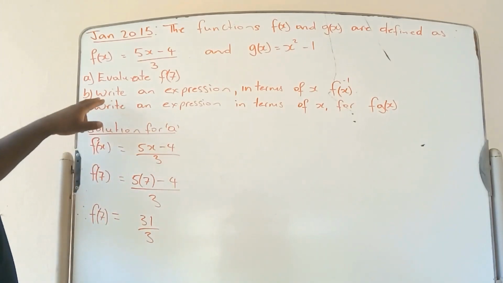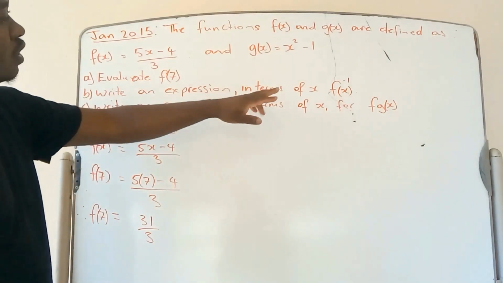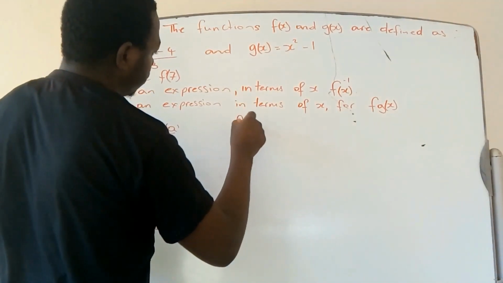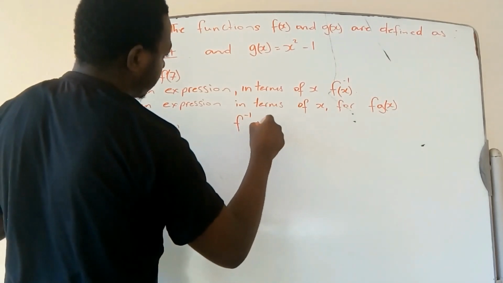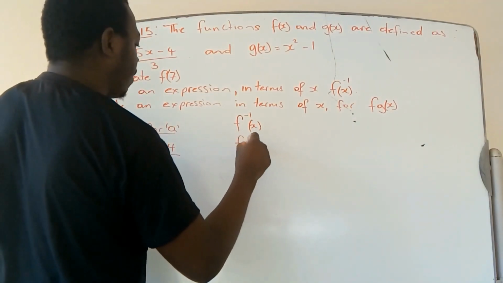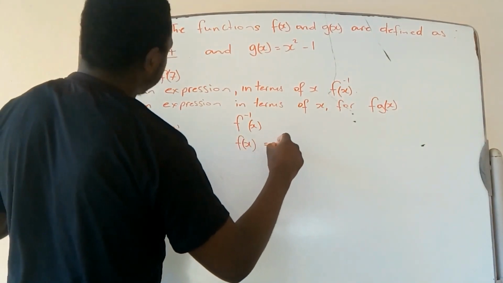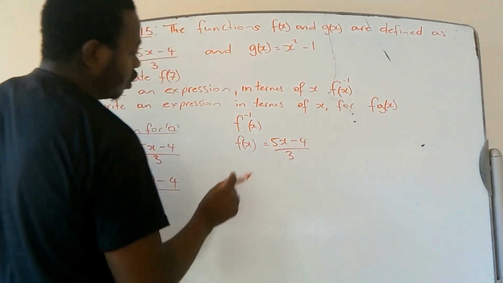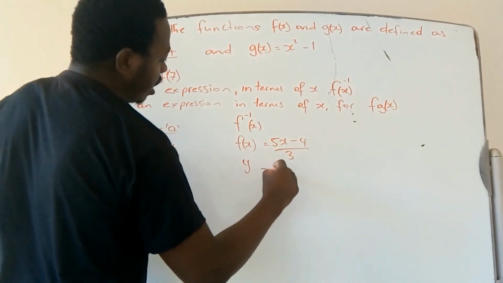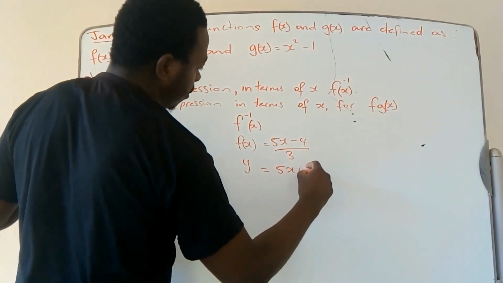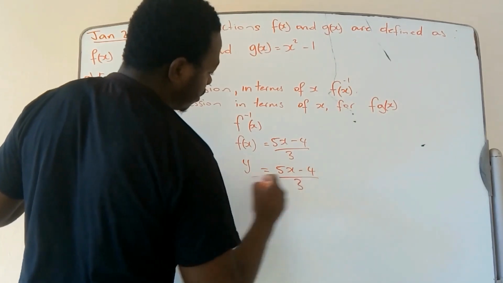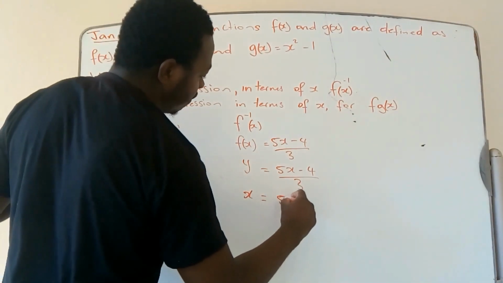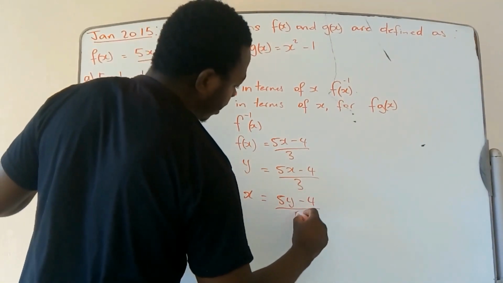Right? Now let's say we must write an expression in terms of x for f inverse of x. So we want f inverse of x. We know that f of x is equal to 5x minus 4 all divided by 3. We're going to replace this f of x with y. So we say y is equal to 5x minus 4 all divided by 3. At this point, you're going to interchange x and y. So x is equal to 5y minus 4 all divided by 3.